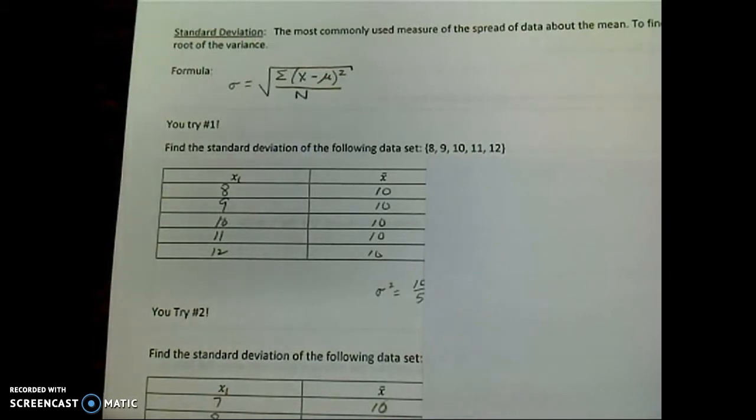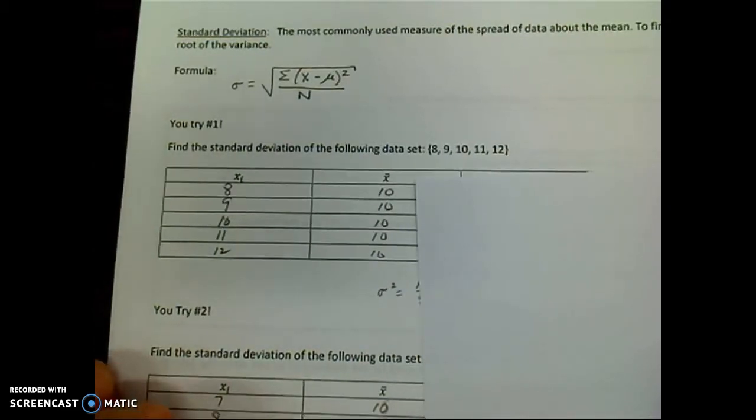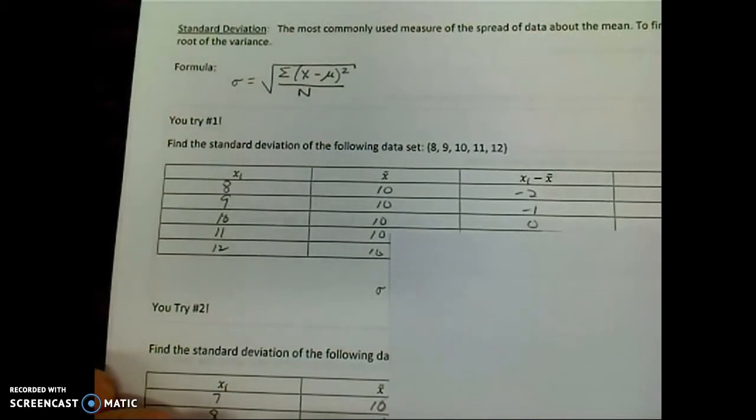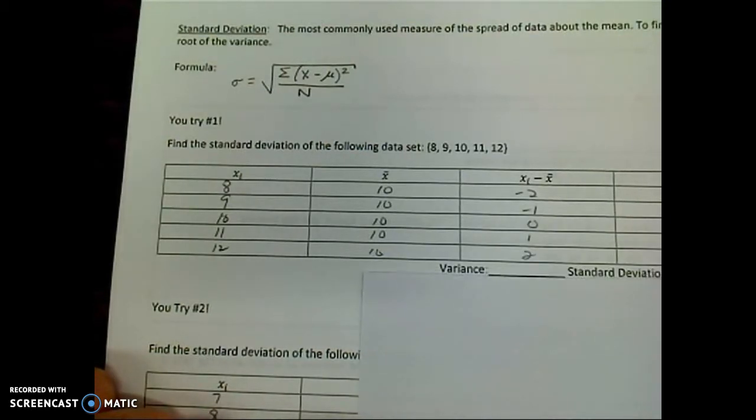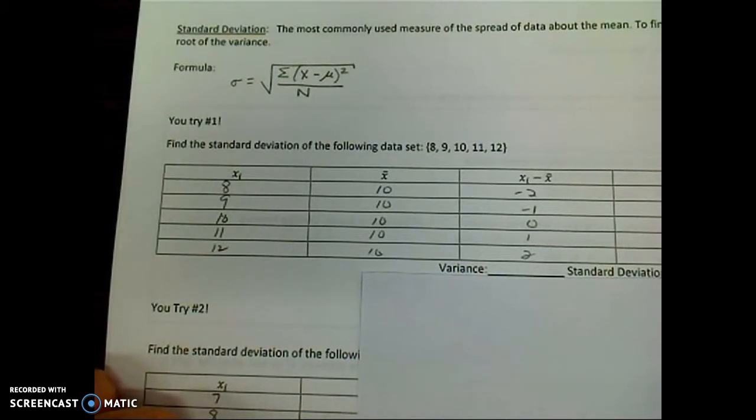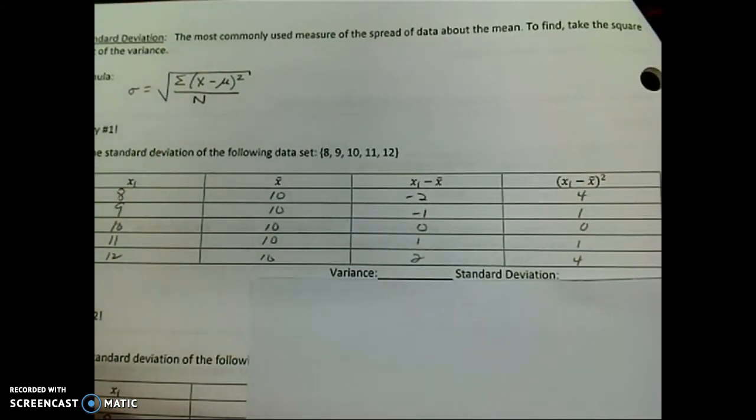So the average that you calculated was 10. 8 and 9 is 17, 11 and 12 is 23, that's 40, plus 10 is 50, divided by 5 gives 10. So next, we subtract each data point minus the average. And these are our differences: -2, -1, 0, 1, and 2. We square those, and we get these numbers: 4, 1, 0, 1, and 4.